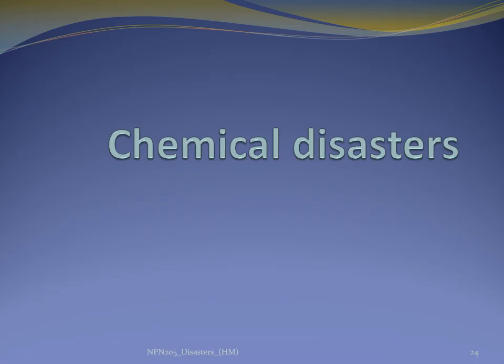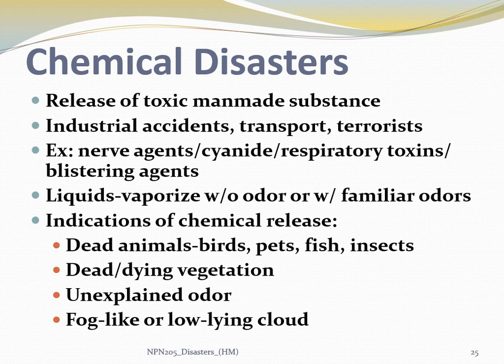All right, moving on here to chemical disasters. Chemical disasters are a release of toxic man-made substances: industrial accidents, transport, terrorists. Examples are going to be nerve agents, cyanide, respiratory toxins, blistering agents, liquids that will vaporize without an odor or with familiar odors, so no one would recognize that smells really weird, we need to look into that. Okay, so maybe odors like garlic and onion usually is what they'll smell like.